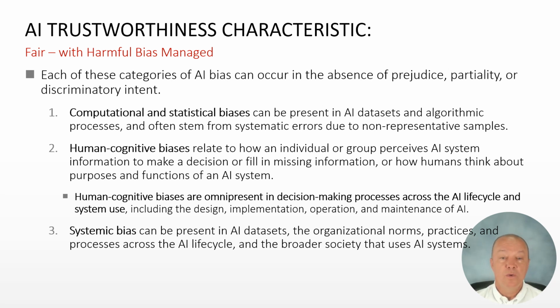We also have human cognitive biases that relate to how an individual or group perceives AI system information to make a decision or to fill in missing information, or how humans think about purposes and function of an AI system itself. So human cognitive biases are omnipresent in decision-making processes across the AI lifecycle and system use, including the design, implementation, operation, and maintenance of AI. And finally, systemic bias can be present in AI data sets, the organizational norms, practices, and processes across the AI lifecycle, as well as the broader society that uses AI systems.